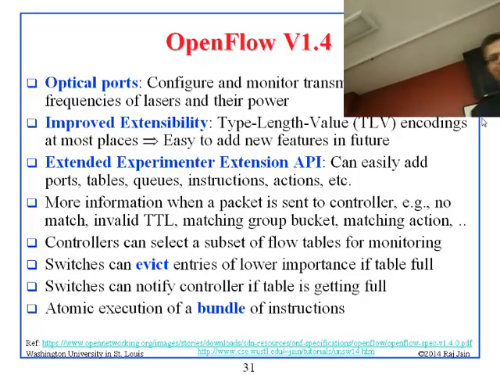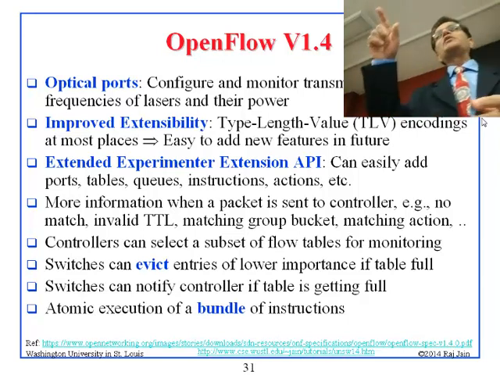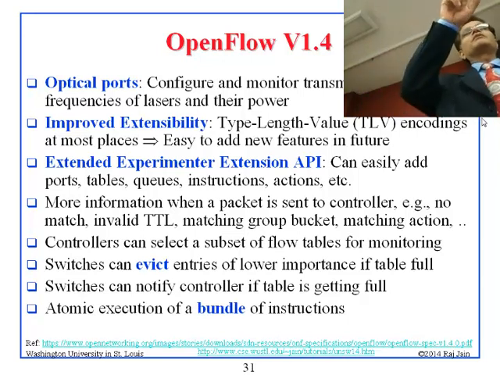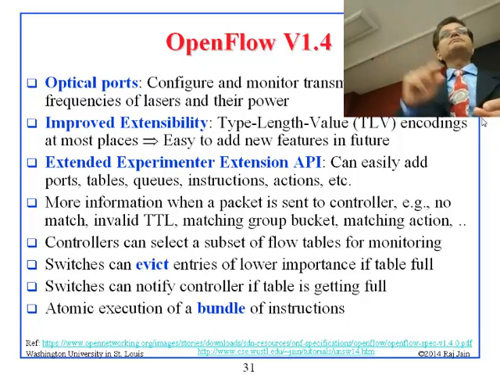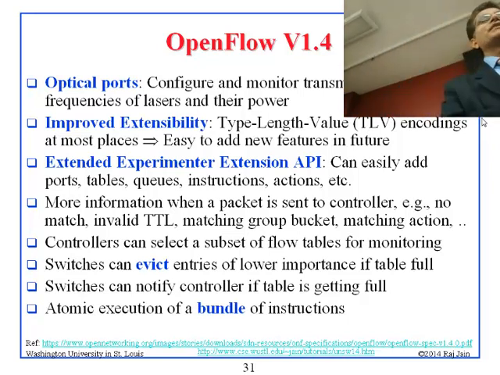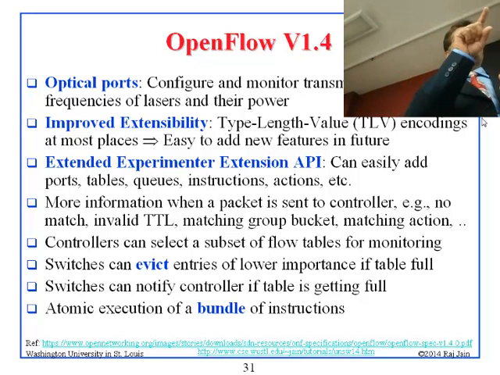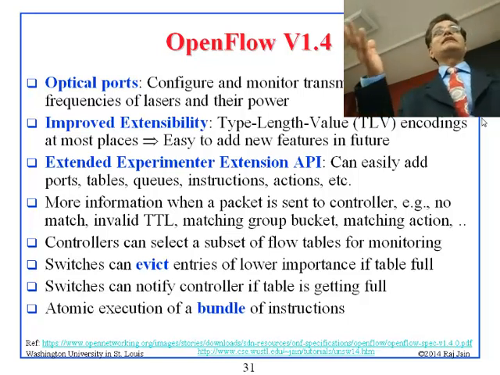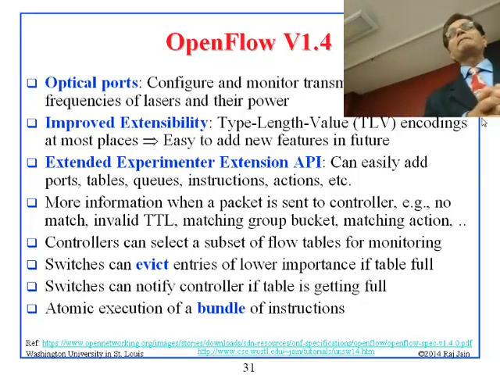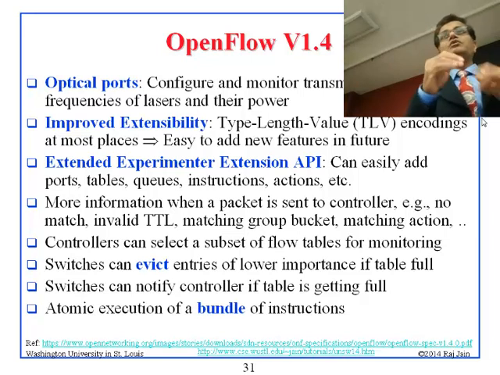So basically, remember in the group table, you could do bucket one, bucket two, bucket three, bucket four. So there are four actions. But what if you were able to do one and two and then couldn't do three and four because the link broke or something happened? So they said, no, you should have the option: either you do all four or you don't do anything. Retract back. That is called atomic execution. So a bundle is a group of instructions with atomic execution. Do it all or do it none.